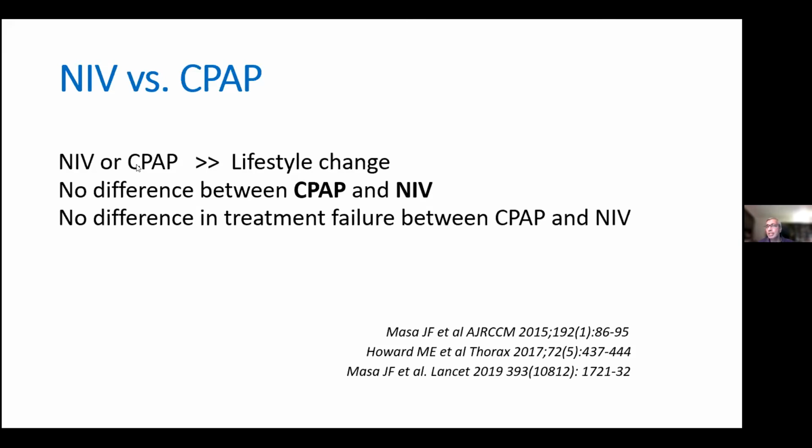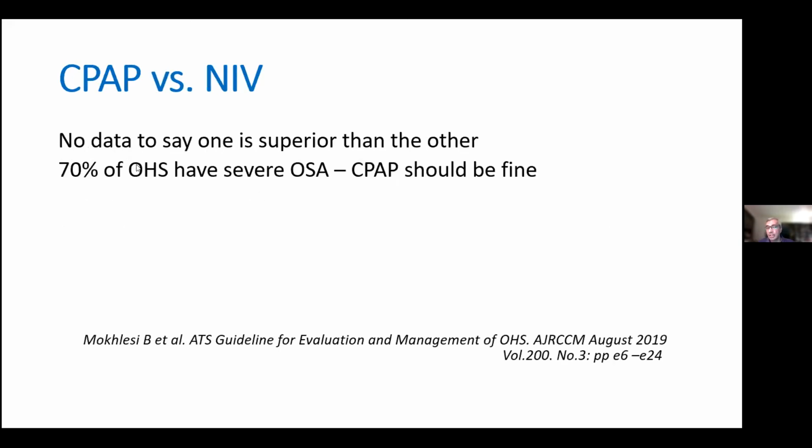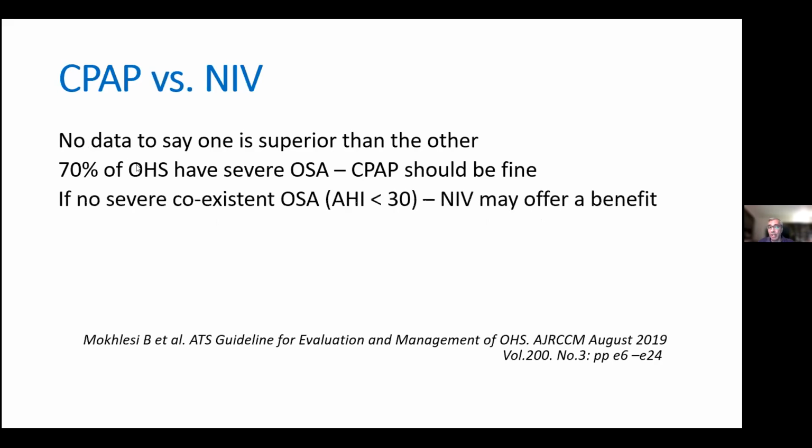There is hardly a difference between CPAP and NIV, and there's no difference in treatment failure between these two either. No data to suggest that one is superior over the other. And about 70% of OHS patients have severe sleep apnea, so CPAP should be just fine. If there is no severe coexistent OSA, so the AHI is below 30, NIV may offer a benefit in these patients.